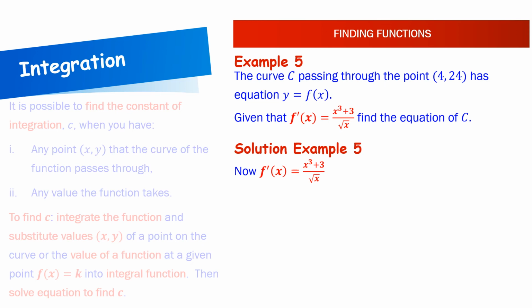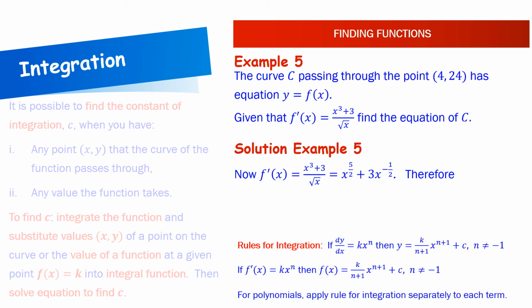Here's our f dash of x. We're going to rewrite this so that we're able to integrate it. So x cubed over root x becomes x to the power 5 over 2. Essentially, we're saying x to the power 3 minus a half. And 3 over root x becomes 3 times x to the minus a half. And now we can integrate.